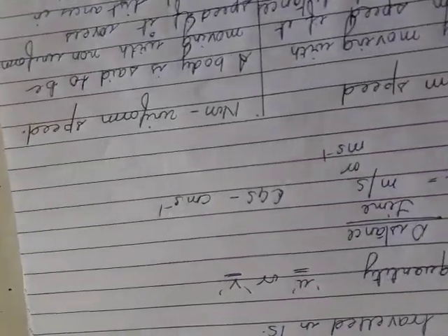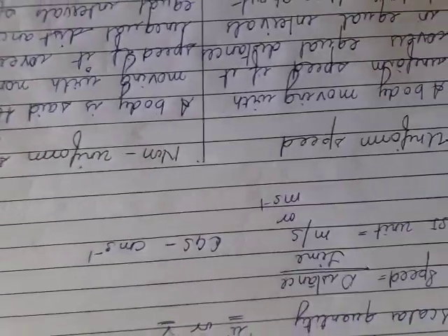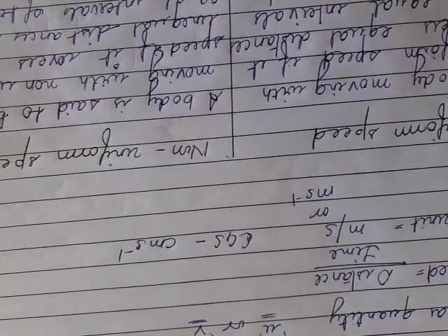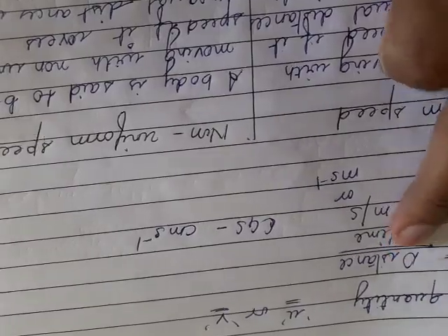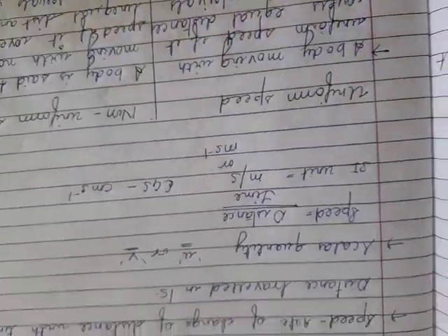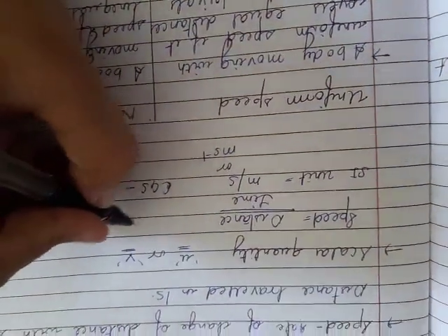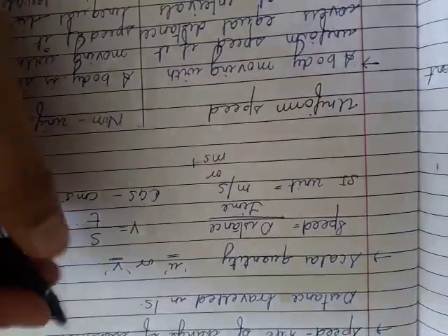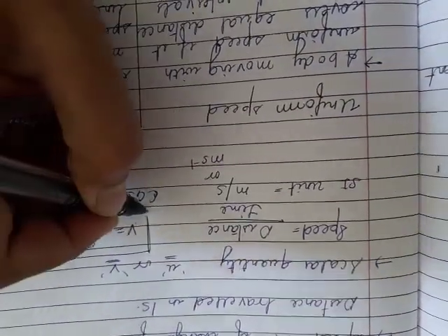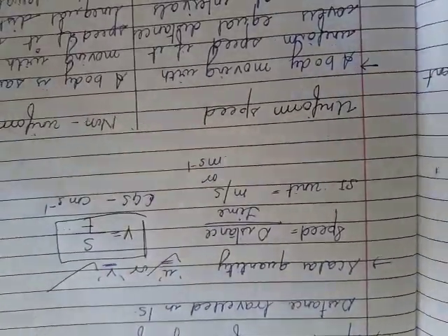That's called speed. So if a body travels a distance s in time t, speed v is given by distance upon time. If we want to write it in the form of a formula, v equals s upon t. It can be denoted by u or by v.